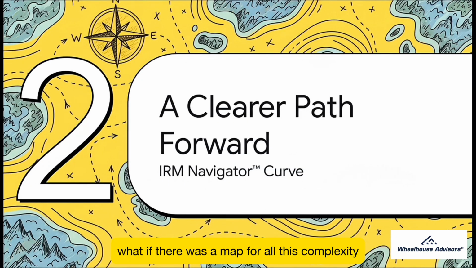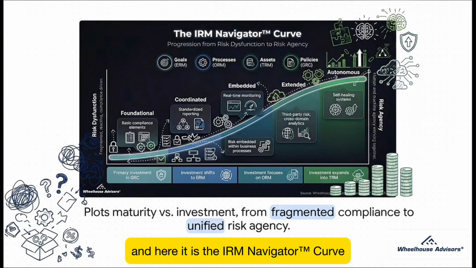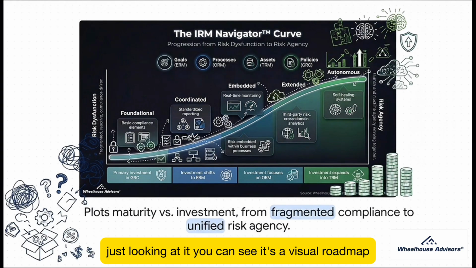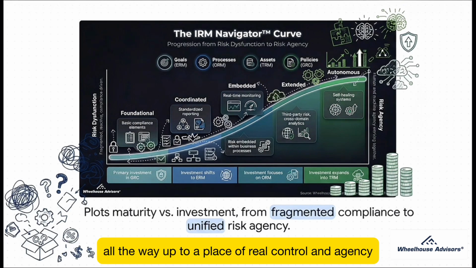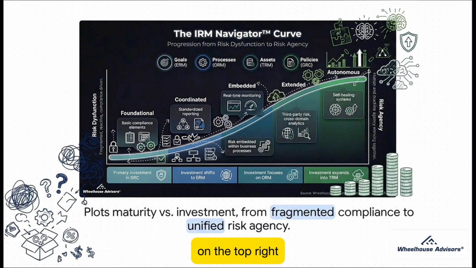So, how do we get out of that mess? What if there was a map for all this complexity? Well, that's exactly what we're looking at next. This is a framework that promises to build a much clearer picture of the entire landscape. And here it is, the IRM Navigator Curve. Just looking at it, you can see it's a visual roadmap. It literally plots out how organizations can progress on their risk management journey, taking you from that chaotic, fragmented state on the bottom left all the way up to a place of real control and agency on the top right.